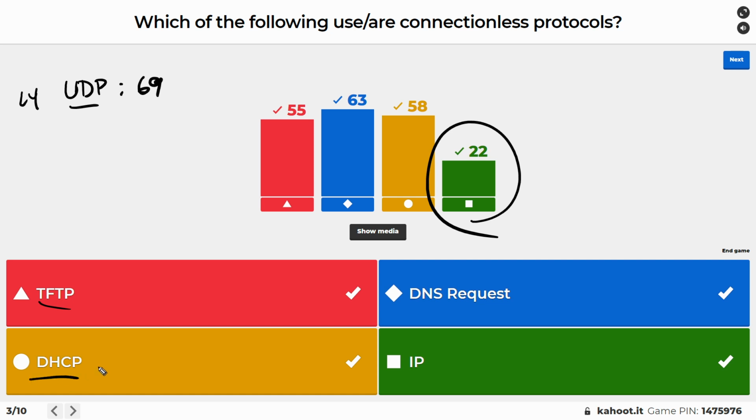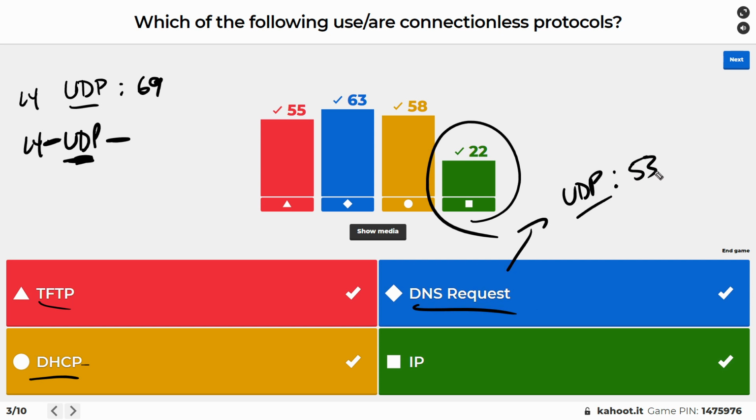DHCP is also leveraging at layer 4. It's using UDP. A DNS request is using UDP, and that is port 53. UDP is connectionless once again, but the one that most people didn't answer correctly was IP. IP is absolutely connectionless as well.